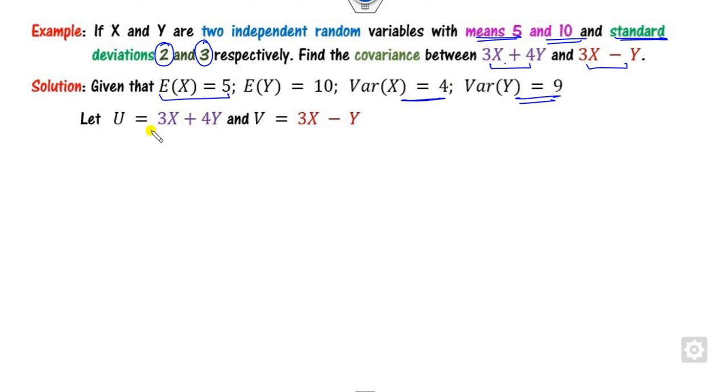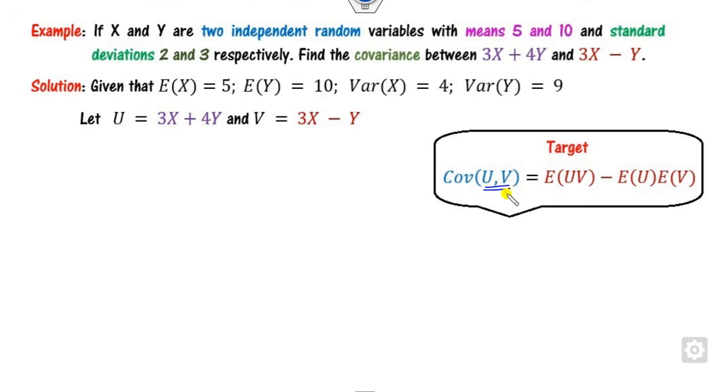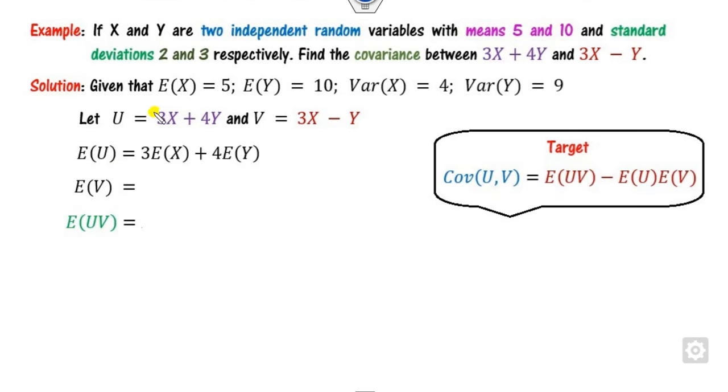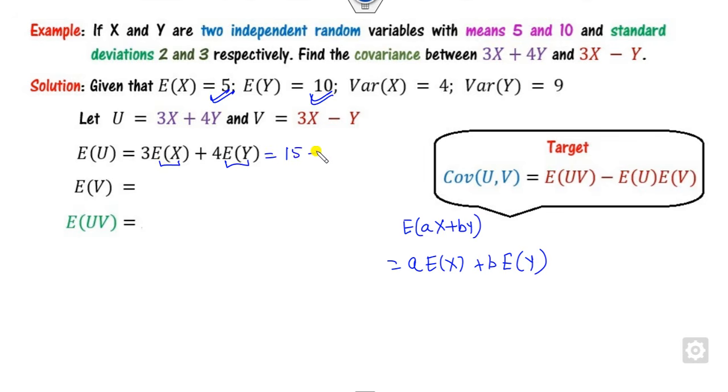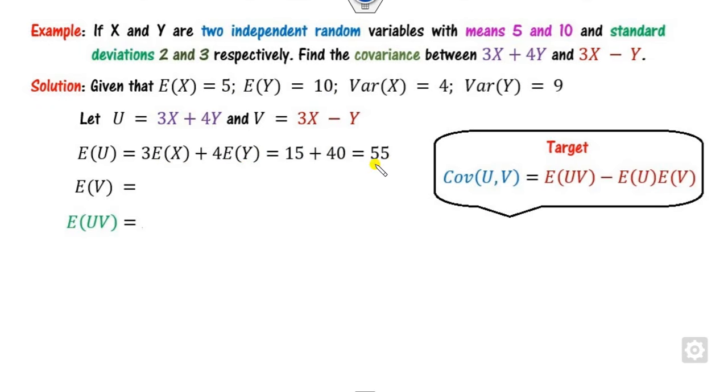Now remember, what you can do is consider U and V here. Your target is to find the covariance of UV. So I can start from here. I can find E of U, I can find E of V, and I can find the value of E of UV. How can you find the value of E of U? That is the E of this. What is the expected value of AX plus BY? We all know this is nothing but this. I can substitute the values: EX is 3, EY is 10, so this is 15 plus 40, that's 55.